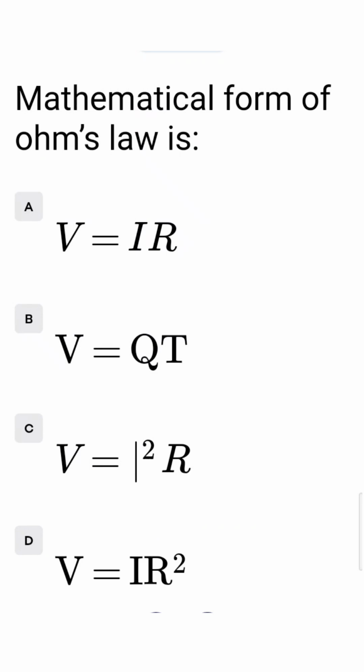Mathematical form of Ohm's law is: A. V is equal to IR, B. V is equal to QT, C. V is equal to I square R, D. V is equal to IR square. The mathematical form of Ohm's law is V is equal to IR, that is option A. So we tick option A.